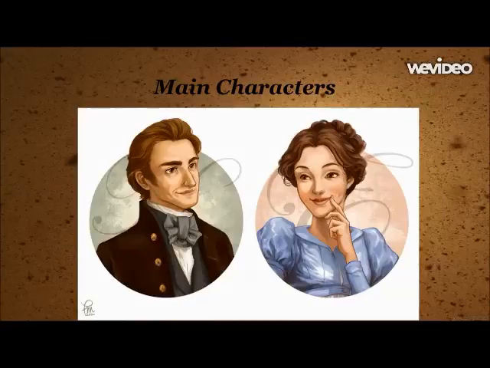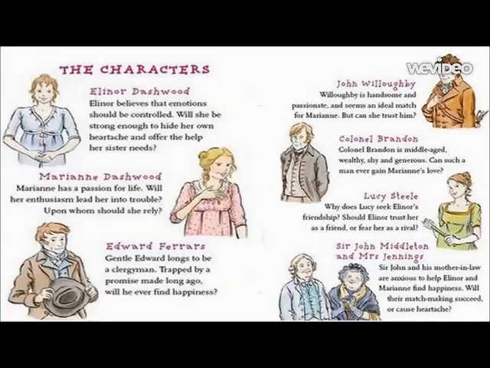Main characters of the story. Eleanor Dashwood. She is 19 years old and she is the eldest daughter of Mr. and Mrs. Henry Dashwood. She believes that emotions should be controlled. She is in love with Edward Ferrars.